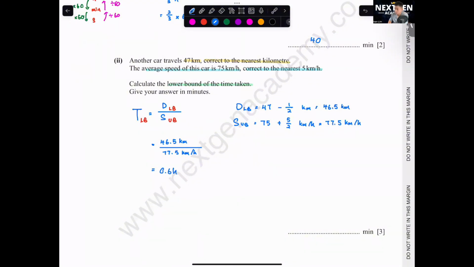So here we'll get 0.6 hours. To convert hours to minutes, that's the final form that they want you to present it in, we are going to take 0.6 times 60, which equals 36 minutes.